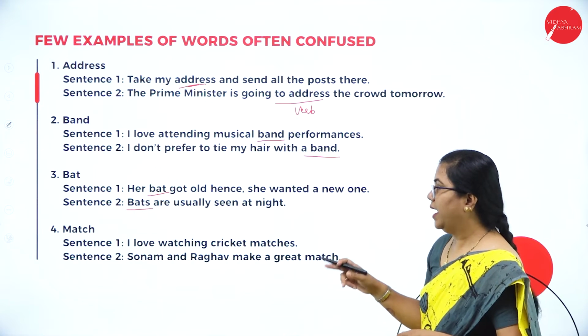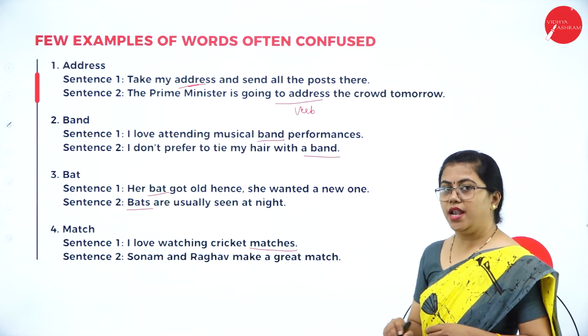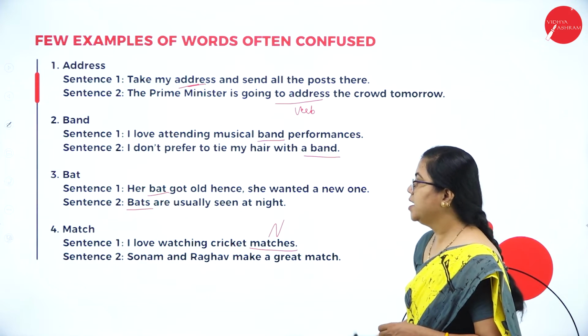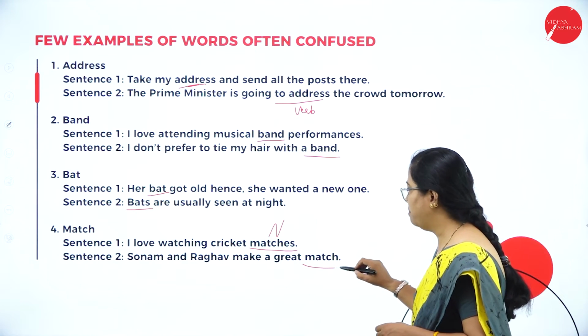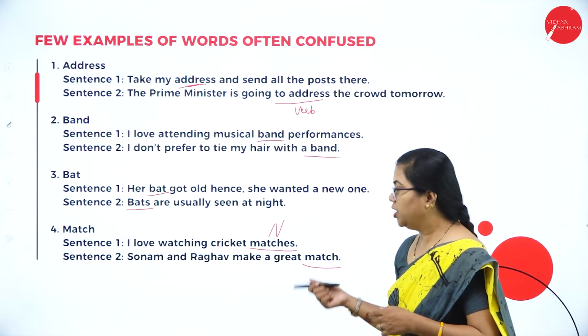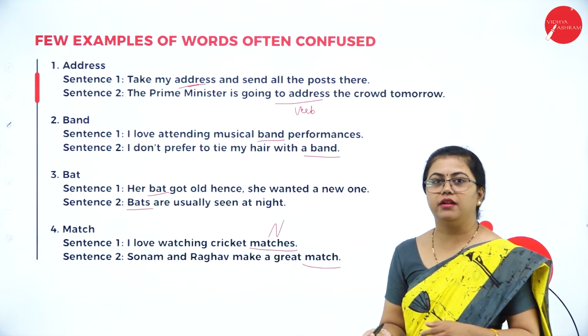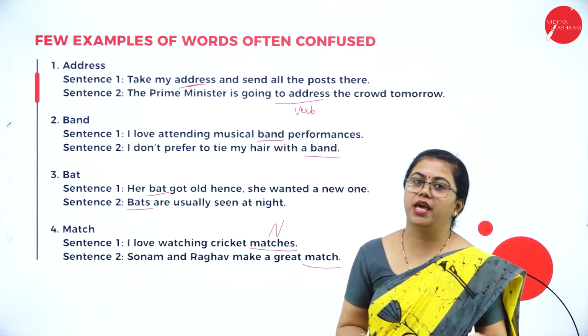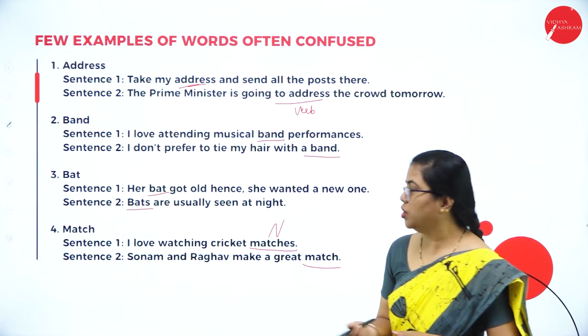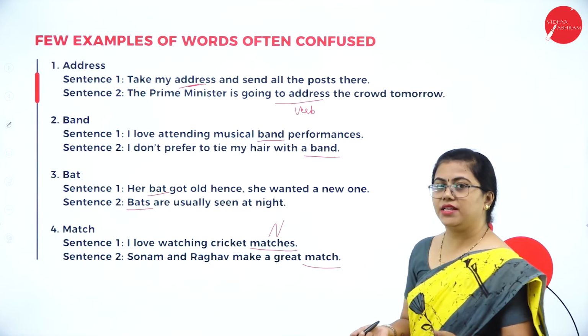Coming to this, I love watching cricket matches. Here it is used as a noun. Fine, so this is a noun here. Sonam and Raghav make a great match. Fine, so here also this is used as a noun. You can also use it as a verb. Sonam matched Raghav in her dress, something like this. So matched, there it will be used as a verb also. So here the meaning is different. Cricket match is something different. Great match is something different.